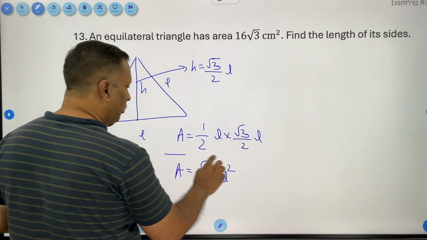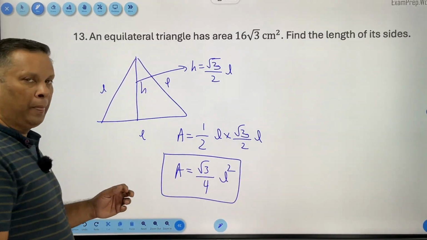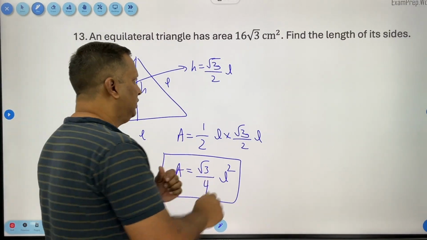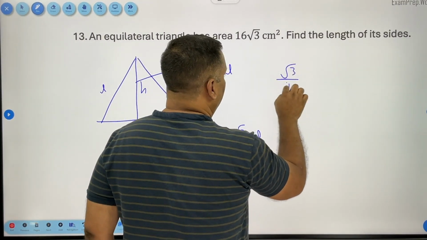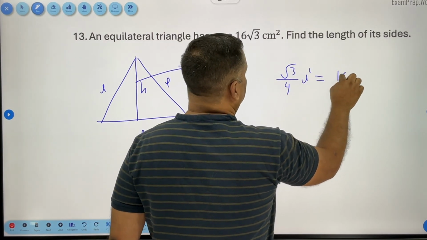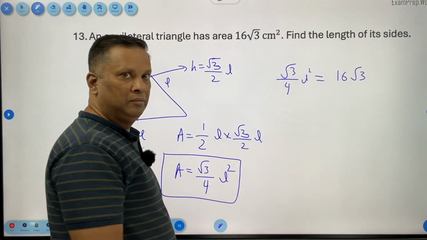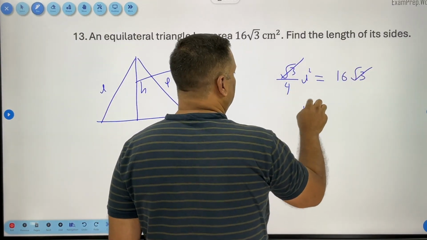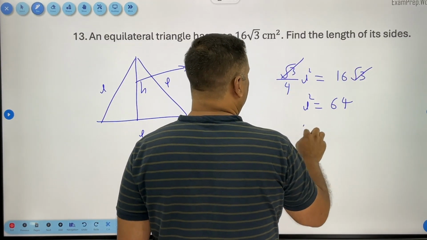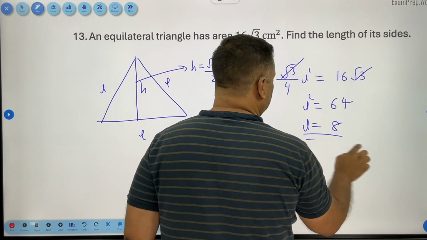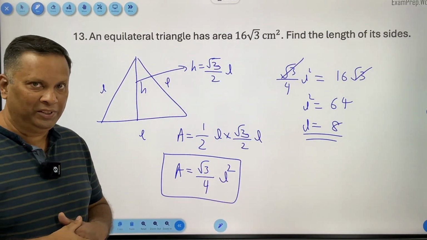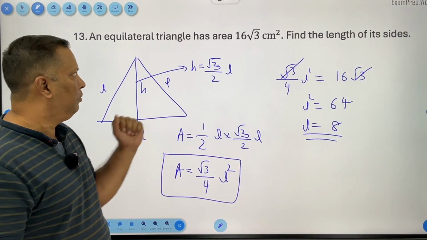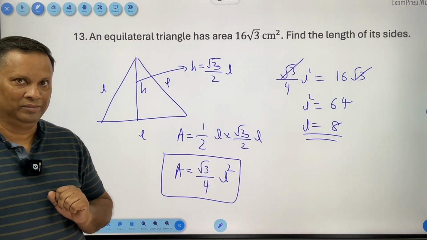Now if you know the formula for height and formula for area, within 2 minutes you can do this question. So we know that this thing, root 3 by 4 L square, they have given us 16 root 3. Okay, cancel root 3. 4 goes there, becomes 64. L square equals to 64, therefore L equals to 8. The side of the equilateral triangle was 8. Right? Very fast you can do if you know the formula. Otherwise, you go with the Pythagoras thing and do. Okay?